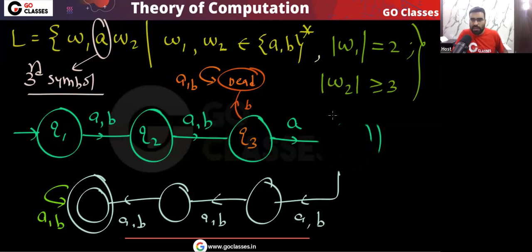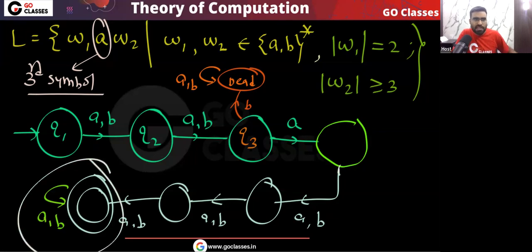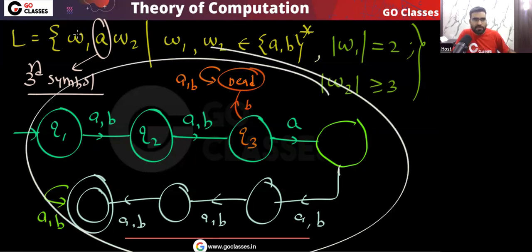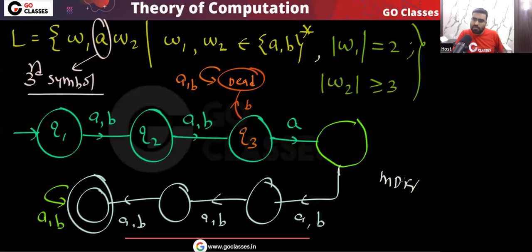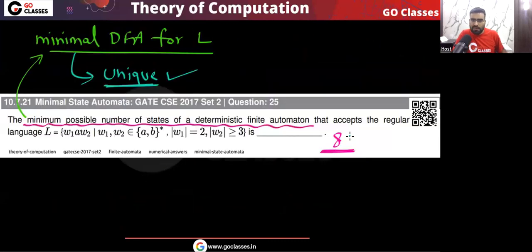Sorry, this state will not be the final state. The final state will be this last state. This will not be the final state here. So this will be your final state. There will be only one final state in the minimal DFA. This is your minimal DFA. In this minimal DFA, you can easily see this is the only final state. So total we have 8 states. So the answer will be 8.